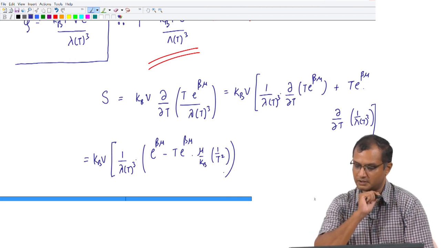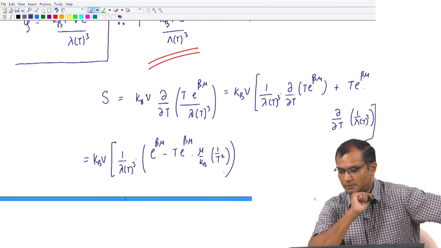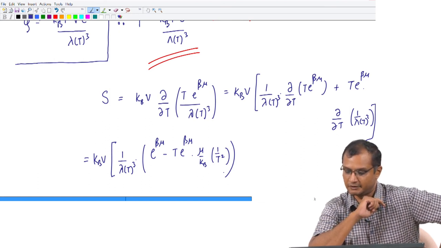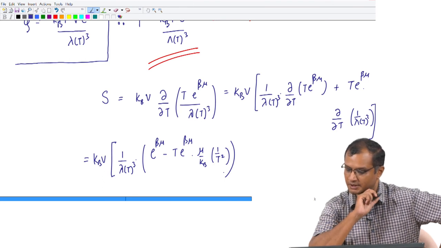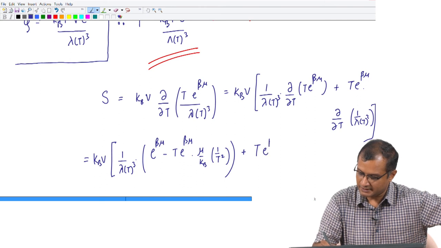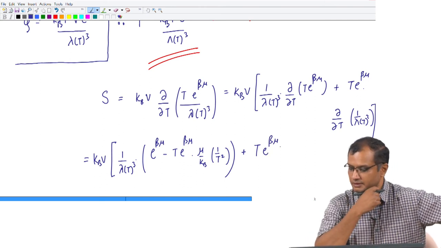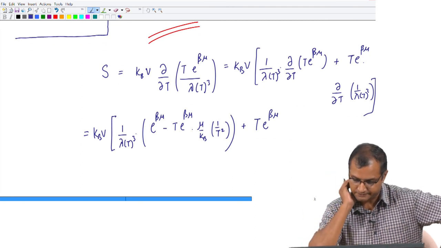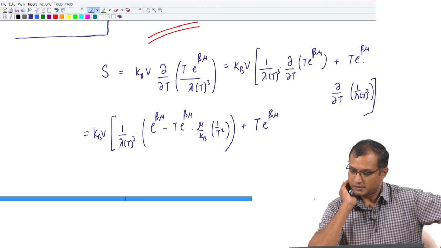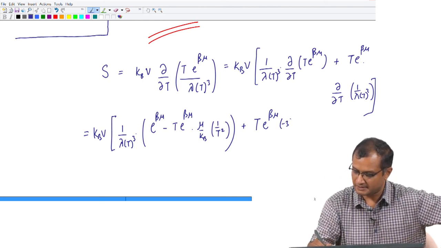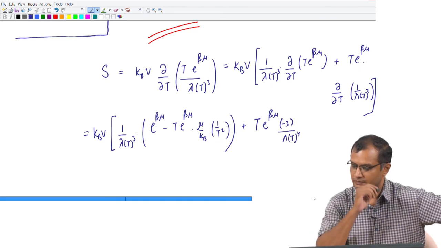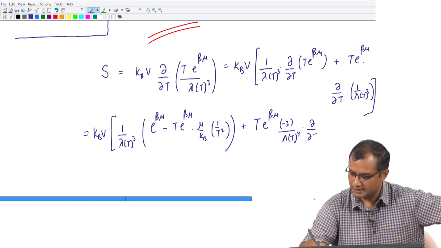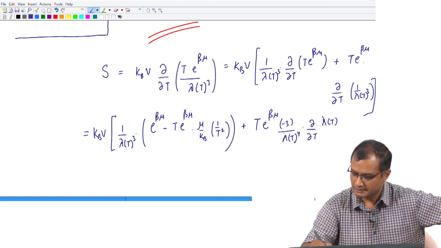So, e raised to beta mu, when the derivative is taken with respect to temperature, just returns e raised to beta mu and mu by k B is the factor, and 1 over T's derivative is minus 1 over T squared. And this is not yet complete. So, I will take the second derivative as well, and here, noting that our lambda T is, I can write it as minus 3 upon lambda T to the power 4, into d by dT of lambda T.